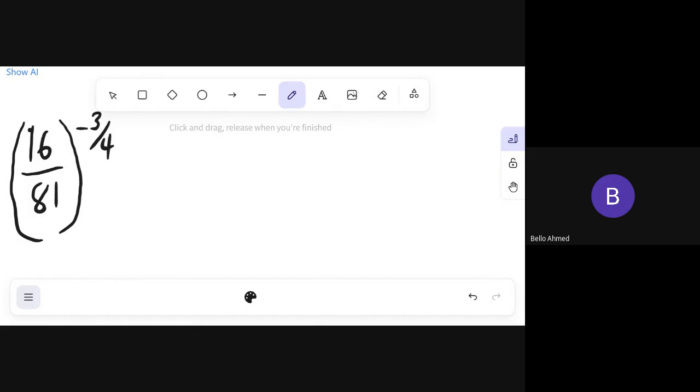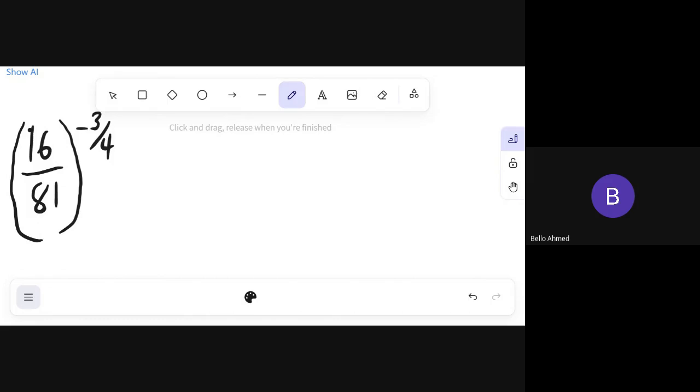this question has a power. And this is not just a power, but a negative power, as you can see, minus 3 over 4. Now, one of the laws of indices states that whenever you have a negative power, that minus is going to turn to 1 over.